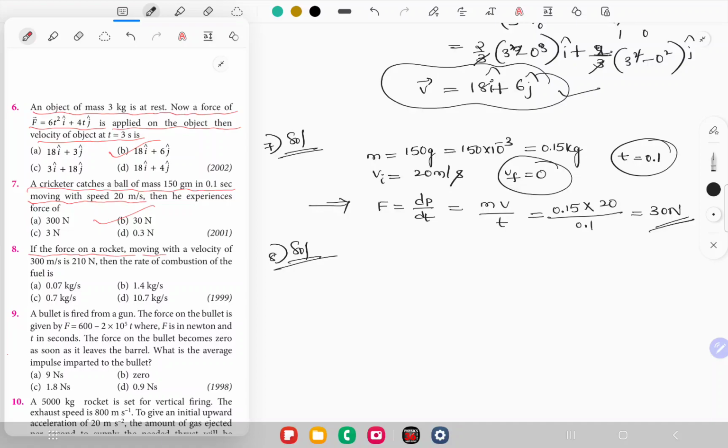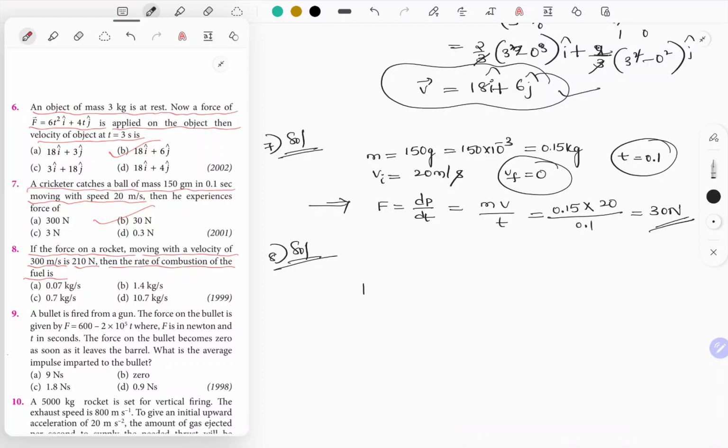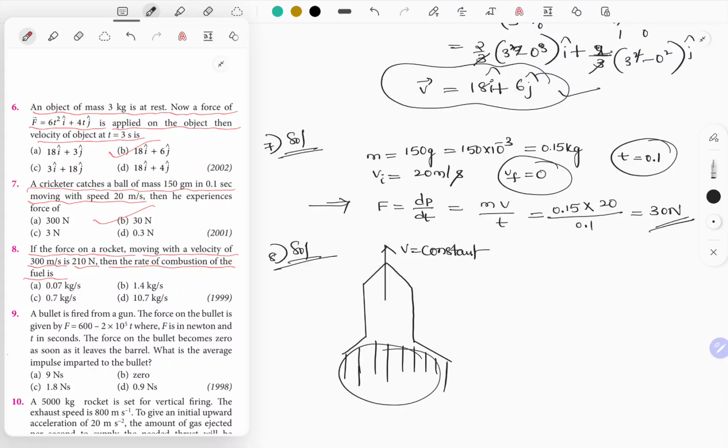If the force on a rocket moving with a velocity of 300 meter per second is 210 Newton, then the rate of combustion of fuel, again same process. Let us say a rocket is moving up by burning a fuel with a constant velocity. Velocity is equal to constant. Because of this, the fuel is burnt in the direction opposite to the motion of the object. This is an action-reaction pair.